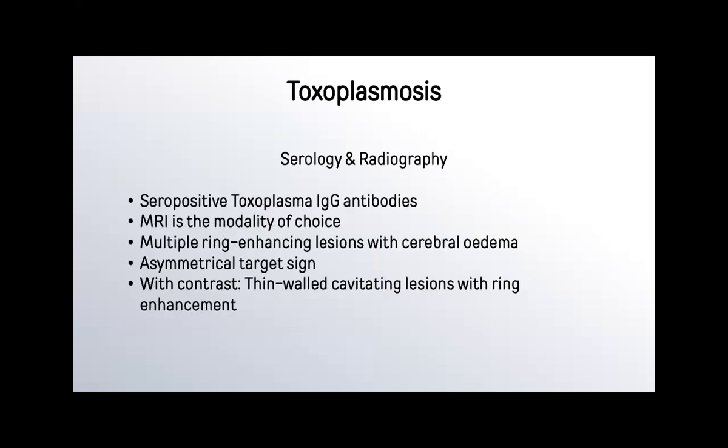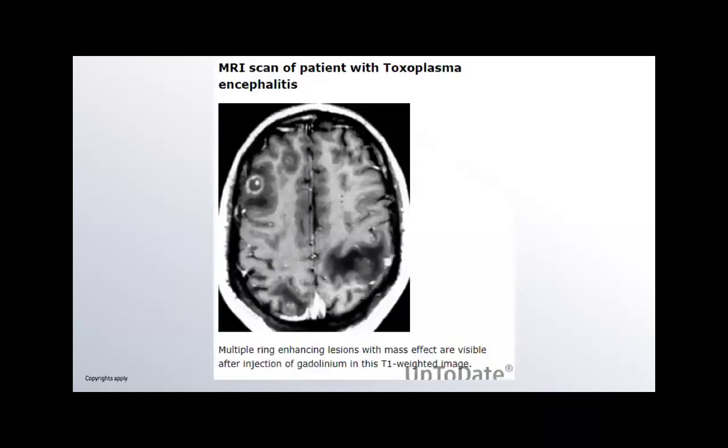Working up patients with toxoplasmosis, they'd be seropositive for toxoplasma IgG antibodies. MRI is the modality of choice in visualizing the lesions. There are multiple ring enhancing lesions with cerebral edema. The asymmetric target sign is pathognomonic for toxoplasmosis. And with contrast, the lesions are thin-walled, cavitating lesions with ring enhancement. This is an MRI scan of a toxoplasmic encephalitis.